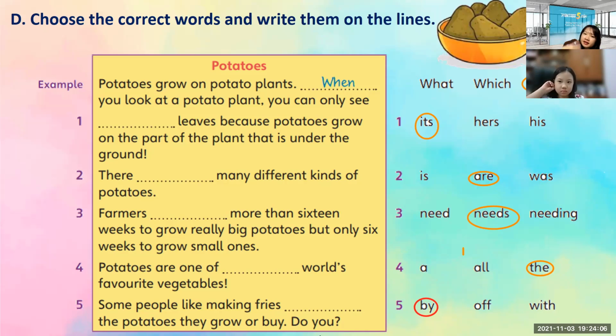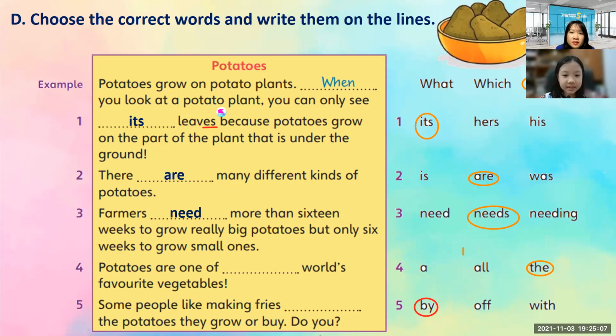Okay. Now let's read this one. Words for me. Read by your mouth. Potatoes. Can I show you the answer? Potatoes. Potatoes grow on the potato plants. When you look at a potato plant, you can only see its leaves because potatoes grow under the ground. Because potatoes grow on the part of the plants that is under the ground.